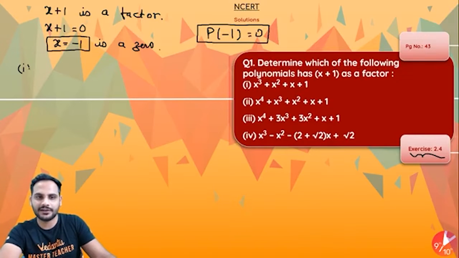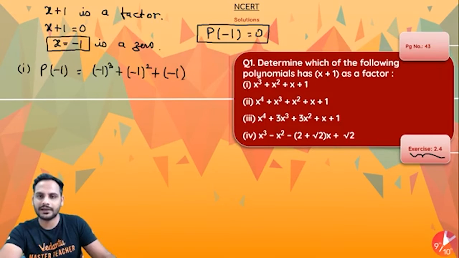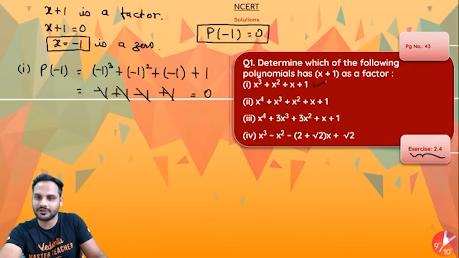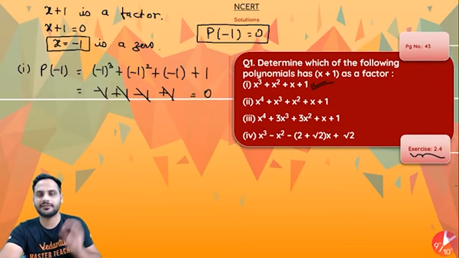Okay, so the first one, let us find out the value of this polynomial at x is equal to minus 1. So p of minus 1 for this will be minus 1 cube plus minus 1 square plus minus 1 plus 1. Minus 1 cube is minus 1, minus 1 square is plus 1, minus 1 is minus 1 only, plus 1. So you can clearly see minus 1 plus 1 minus 1 plus 1 equal to 0, right? So x is equal to minus 1 is a 0 of this polynomial. So I can say, for the first one, x plus 1 is a factor of it.